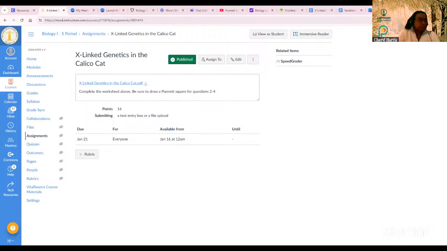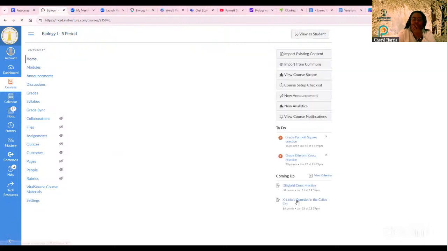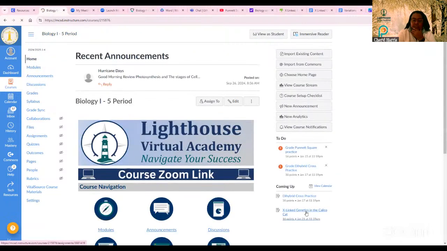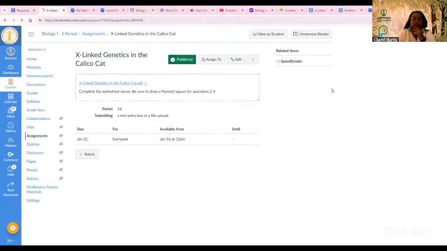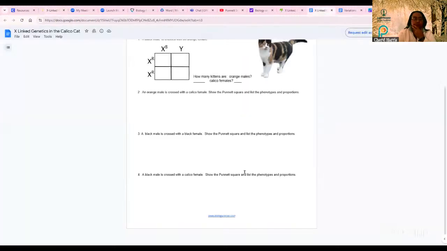Okay, I want to take a minute to show you the worksheet that went with today's lesson. You might have to refresh, but it's going to be on your homepage on To Do. It's not a module. It'll be the Sex Linked Genetics Calico Cat. And when you click on it, it should look like this.